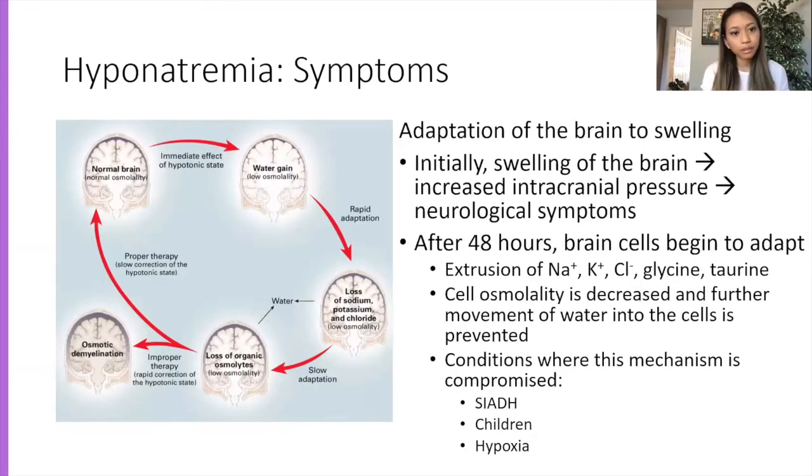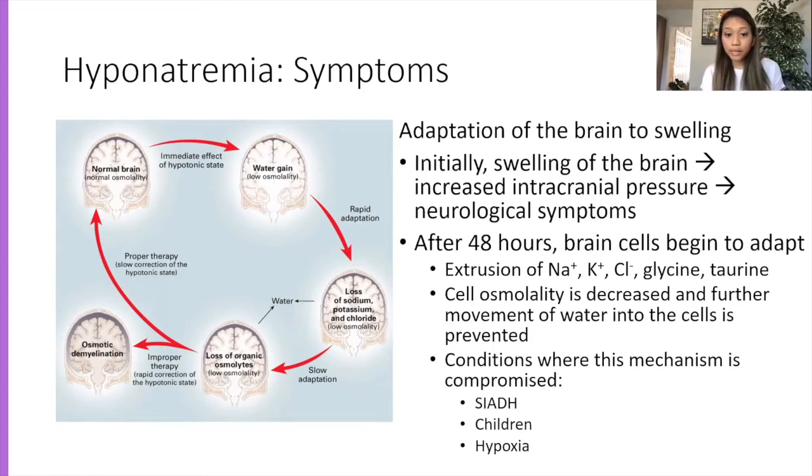Next. So what are the symptoms of hyponatremia? You guys nailed it. So some of the symptoms are also due to the adaptation of the brain to swelling. It's kind of a balance between the swelling and how well the brain adapted to it. So at first, the swelling leads to increased intracranial pressure, and then it leads to neurological symptoms.